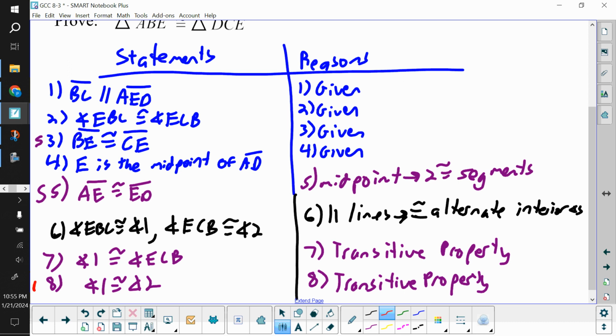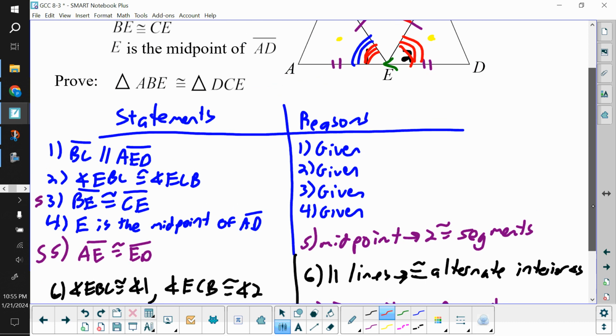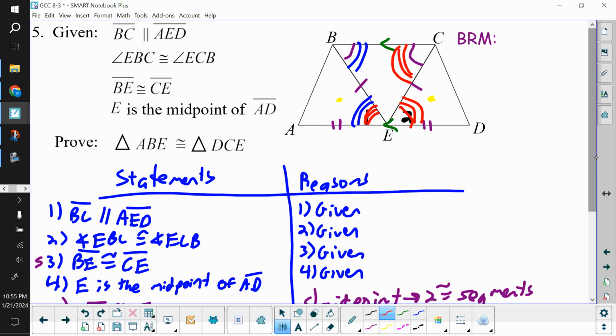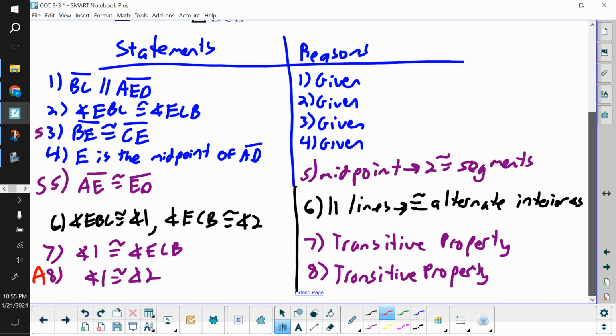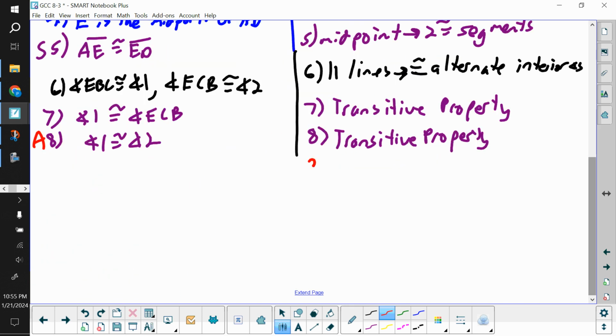That was A. Just because it says SSA on the left does not mean it's SSA in our picture, because if it was, we would still need more. If we look at our picture, we've got those purple tick marks and then the red angles right in between. So this would be side angle side, which is one that works. And then our statement is just what we wanted to prove. Triangle ABE is congruent to triangle DCE.